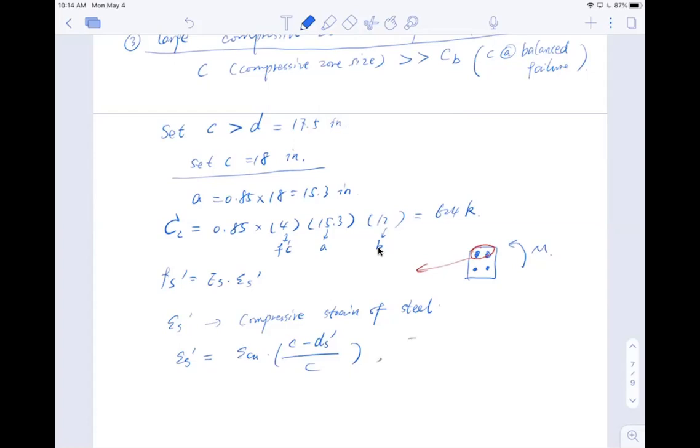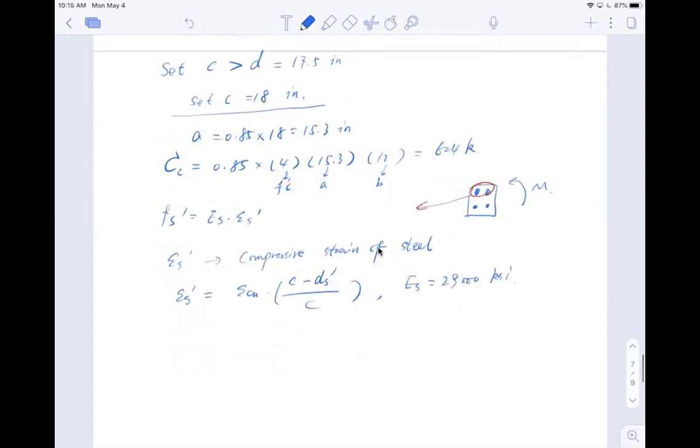And Es, of course, equals 29,000 ksi. So plug these numbers in. Fs prime essentially equals 0.003, and c in this case is 18 inches, so 18 minus 2.5 divided by 18, multiplied by 29,000 ksi. I got this number to be 75 ksi, which is bigger than the yield strength Fy of 60 ksi.